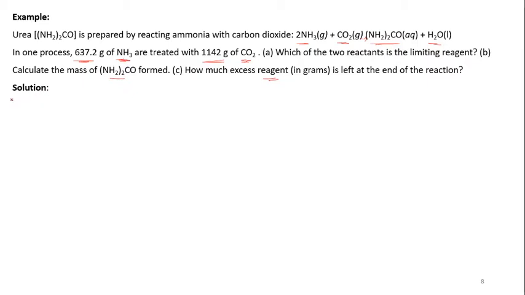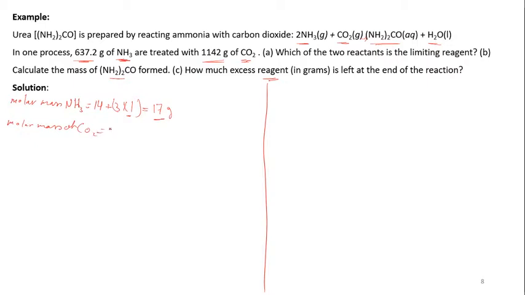First, I need to know the molar mass for the 3 of them. So the molar mass of ammonia would be equal to 14 plus 3 multiplied by 1 for each hydrogen, which is equal to 17 grams. Second, the molar mass of carbon dioxide is equal to 12 plus 2 multiplied by 16, which is equal to 44 grams.